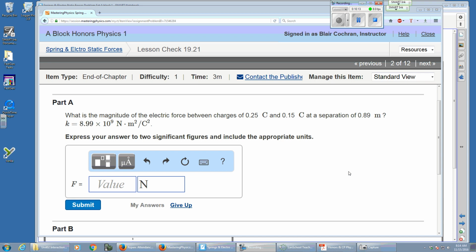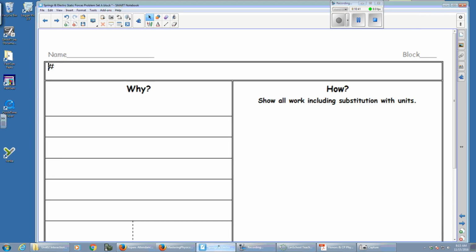Alright, so number 2. The magnitude of the electric force between two charges separated by this. Are those charges going to be attracted or repulsed from each other? They are both positive. They're repulsed, right? Okay. So, number 2.